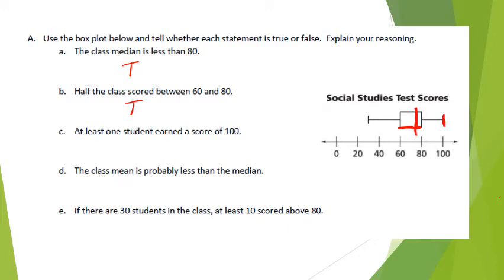At least one student earned a score of 100. I can see a maximum value of 100, so I knew at least one student was there. True. The class mean is probably less than the median.